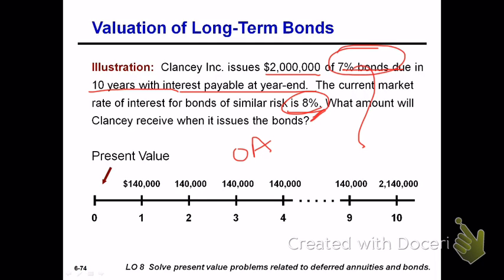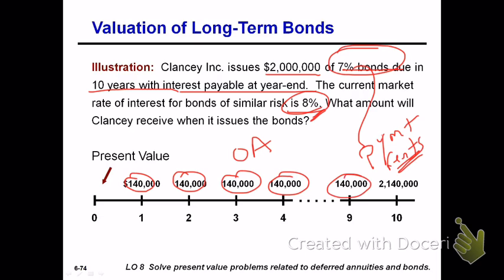So 7% is used to tell you the amount of the payments or the rents. So we use 7% to figure out the cash flows that will happen over the life. The 8% is what we use to discount, because that's the market rate of interest.